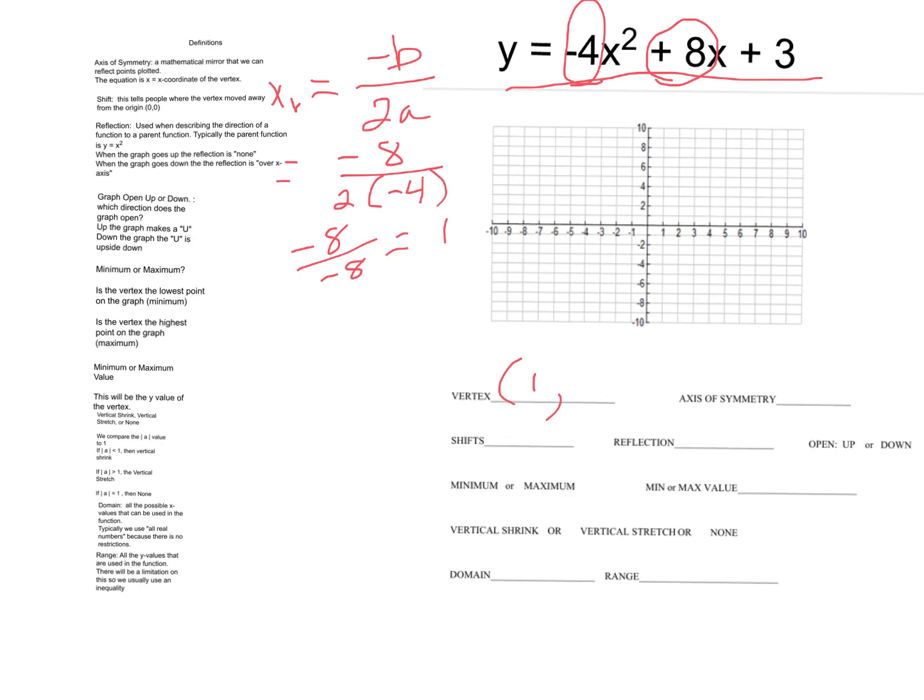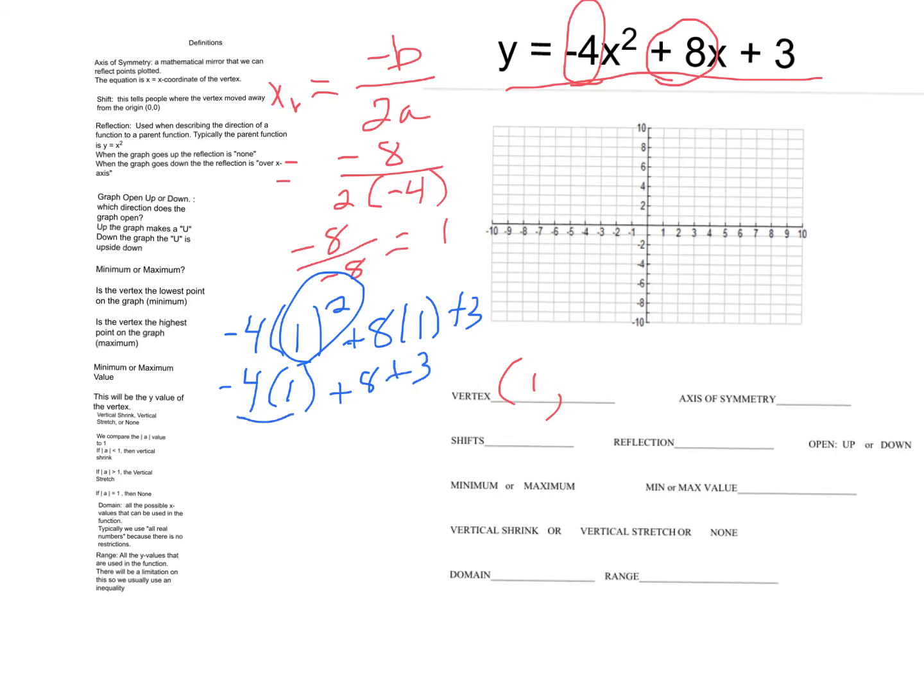Now let's go to the y-coordinate of the vertex, so we're going to put 1 back in. So negative 4 times 1 squared plus 8 times 1 plus 3. Okay, so 1 squared is 1, plus 8, plus 3. So negative 4 plus 8 plus 3 is 4 plus 3, which is 7. So my y-coordinate is 7.